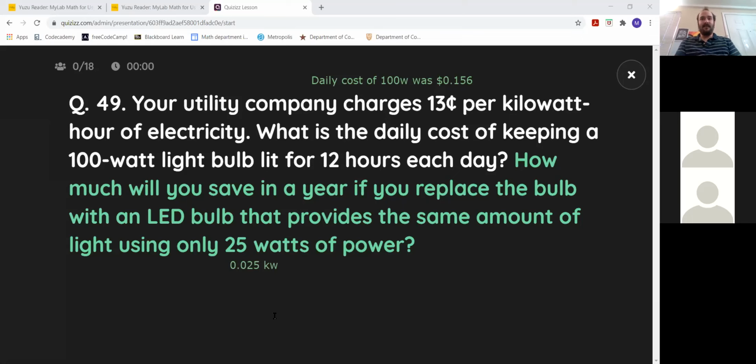After we find this cost, they want to know how much it's going to save. So they want to know basically what the difference between these two things is, right? That'll give you the daily difference. Then we got to convert that to yearly. So if you're going to save that much each day, how much will you save throughout the year?